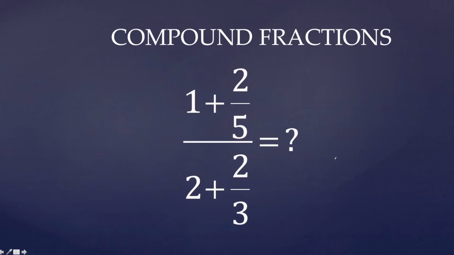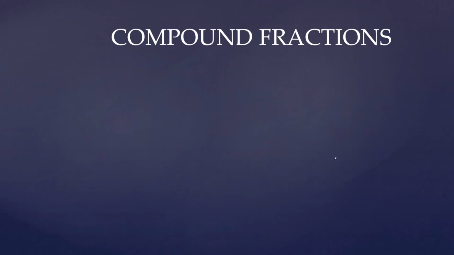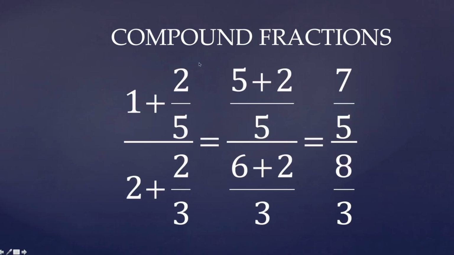Another example, harder. 1 plus 2/5 divided by 2 plus 2/3. Struggle is real. Let's look at our numerator. In our numerator, I have 1 plus 2/5, so that would be 5/5 plus 2/5 gives me 7/5. 2 plus 2/3, common denominator 3, that turns into a 6. So 6 plus 2 over 3, that's 8. 7/5 over 8/3. What to do from there, you already know.